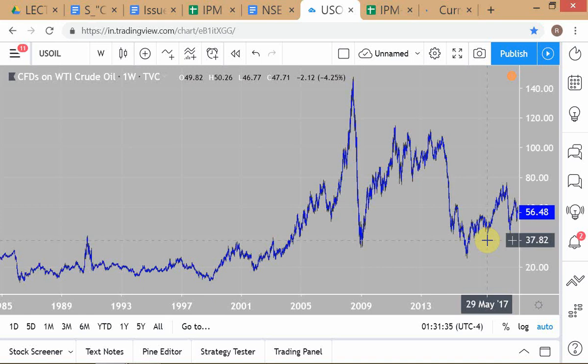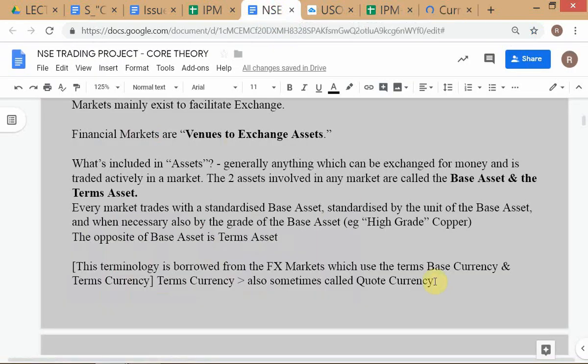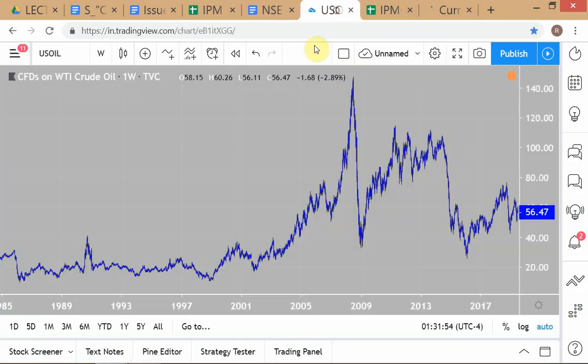The base asset is the one that is being priced. And why is it being called the terms asset? Just take 1 minute of your time. Why is it being called the terms asset? We'll cover it again next class, but try to revise it. Because it's in terms of rupees or in terms of dollars that the base asset is being priced.